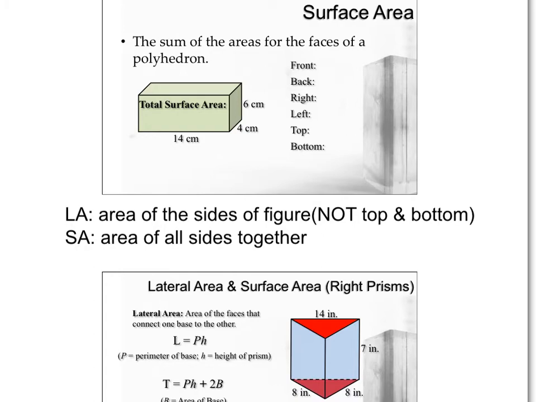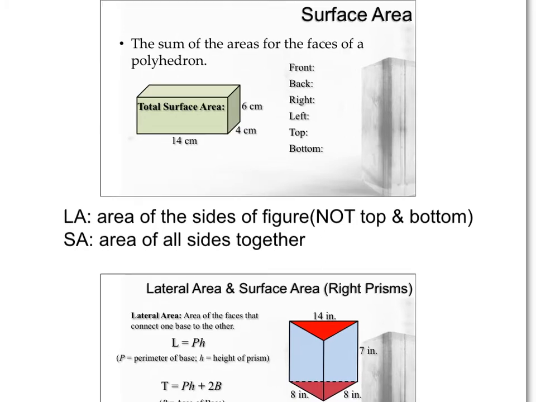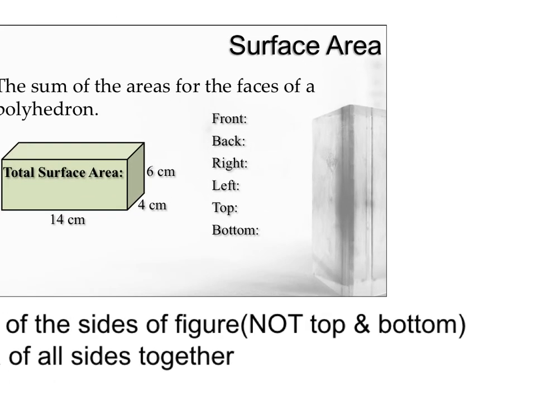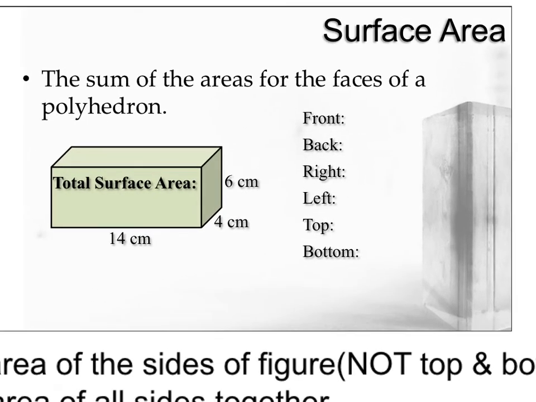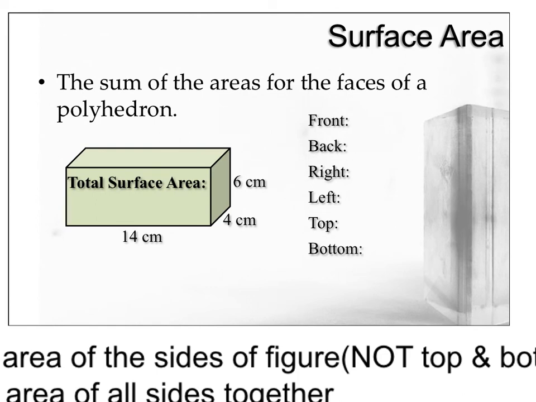So I'm going to go through and show you an example of what it looks like to find the surface area of a figure by finding the area of each side. You've got the front and the back side, the right and the left side, and the top and the bottom side. You'll notice these are rectangles and squares, so it's just base times height. The area of the front: the base is 14, the height is 6, which in this case is 84 centimeters squared.